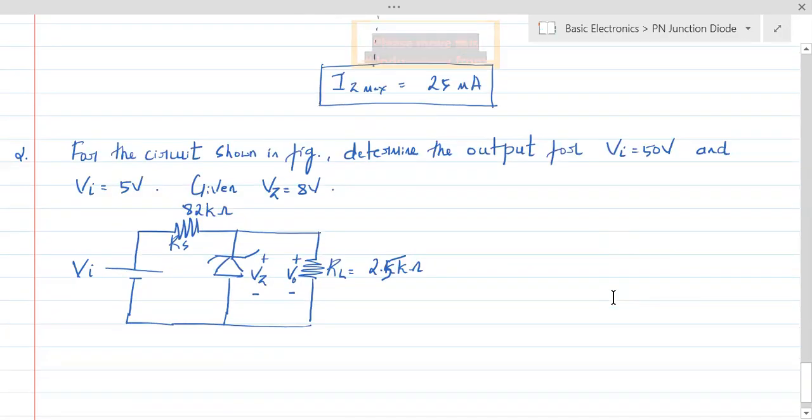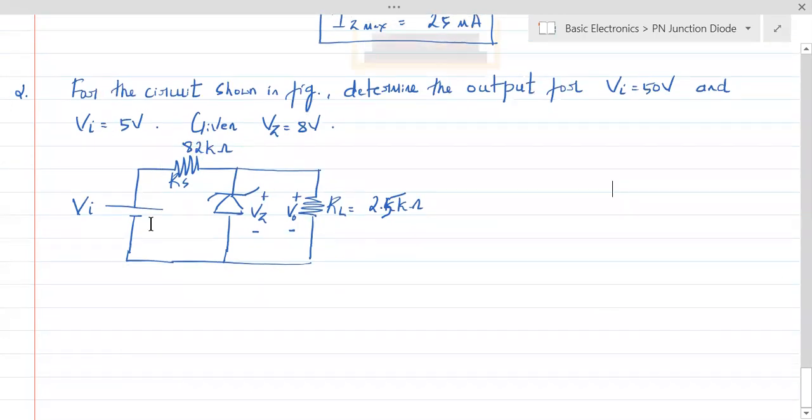Yes. See this problem. This is the circuit shown. In this circuit, they have given the Vi to be 5 volts and 50 volts. If it is 5 volts, what is going to be the output? If it is 50 volts, what is going to be the output? And they have given Vz as 8 volts.